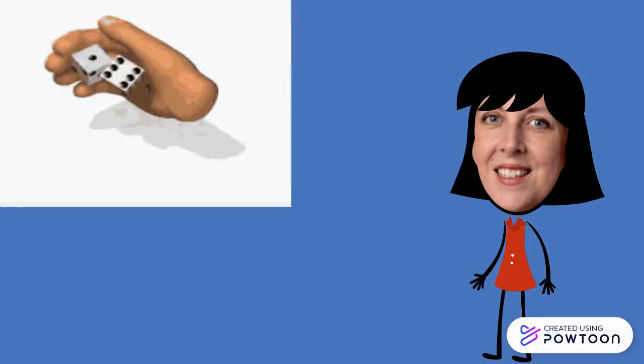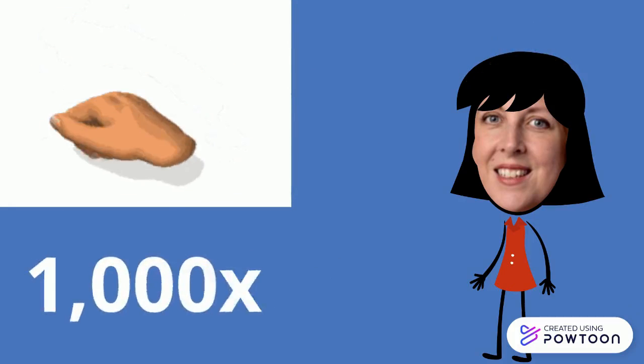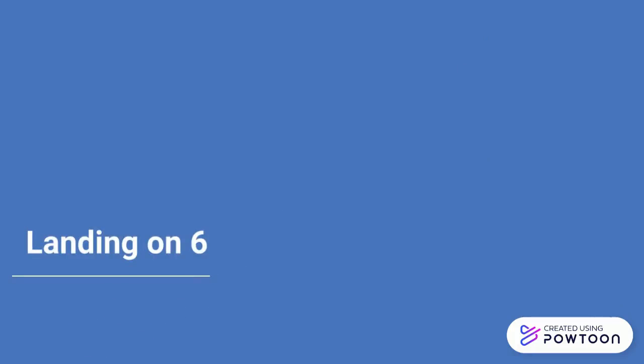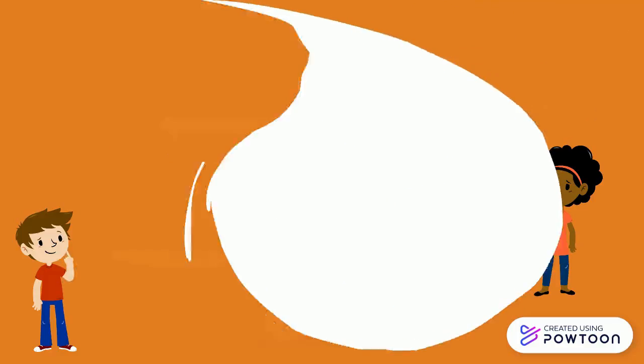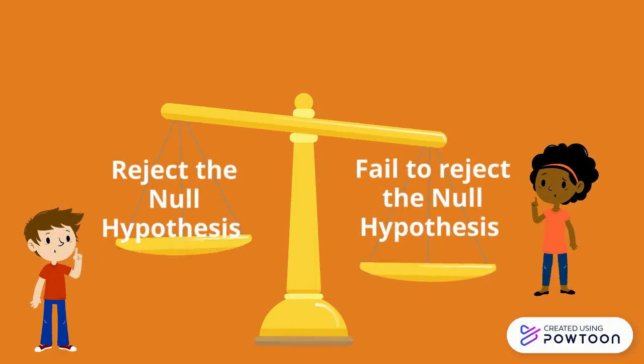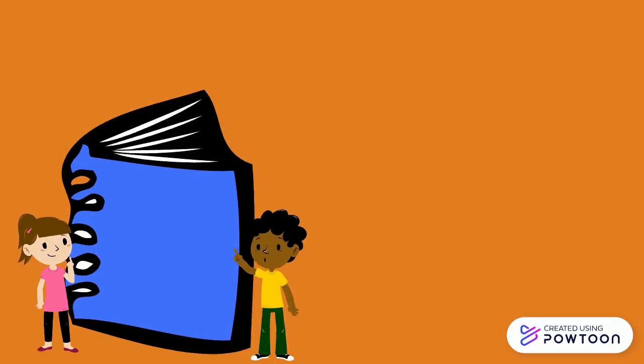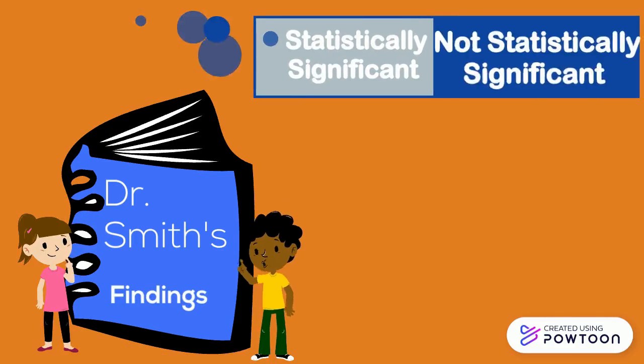She ultimately rolls the dice 1,000 times and it lands on 6 in 20% of the cases. So higher than previously, when Dr. Smith mentioned 1 in 6 odds. Is this enough to negate the null hypothesis? Well, no, because her students also have to determine whether the findings are statistically significant.